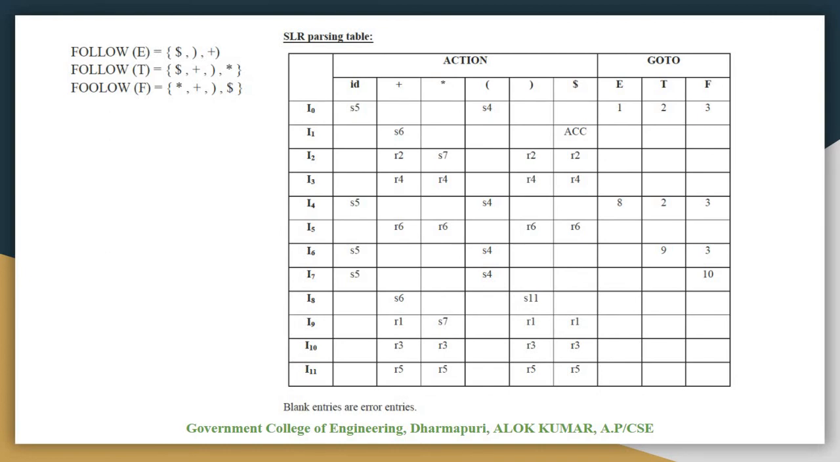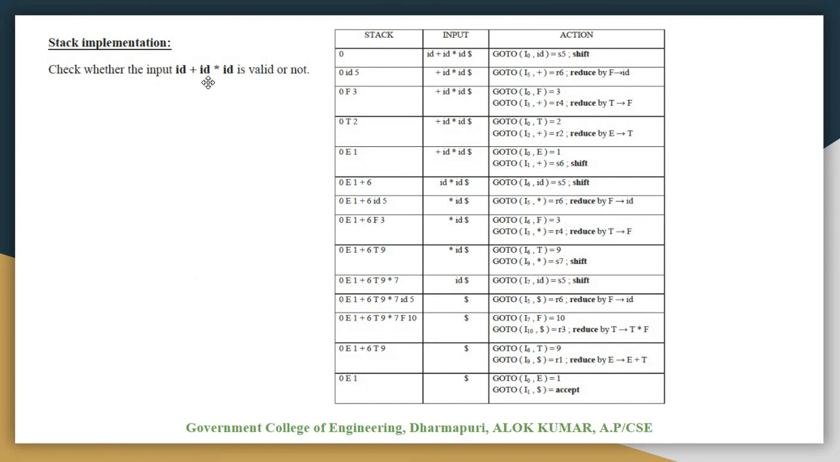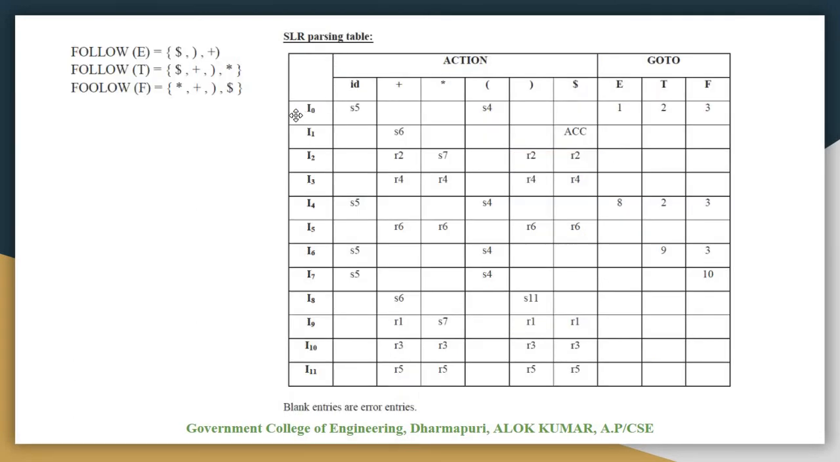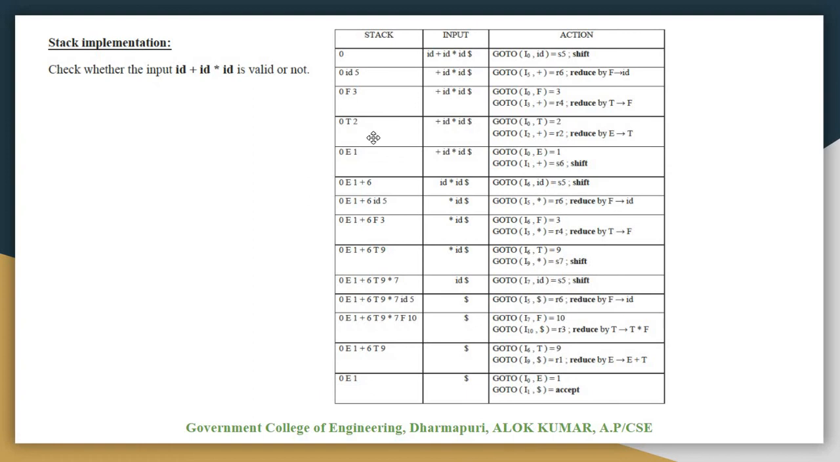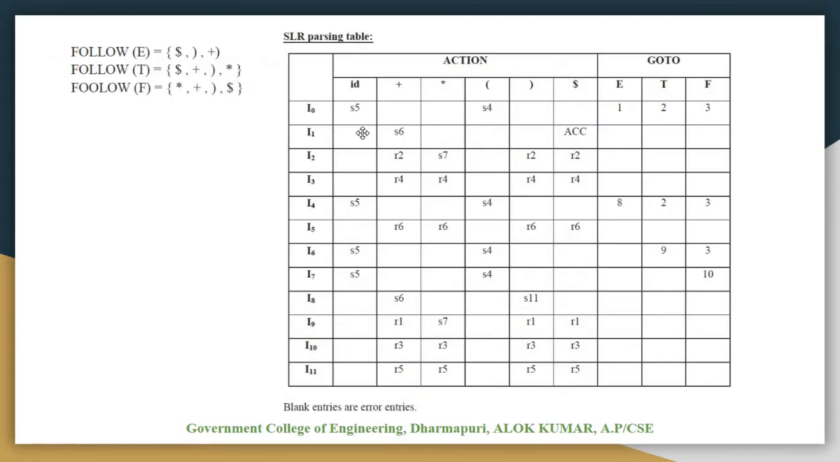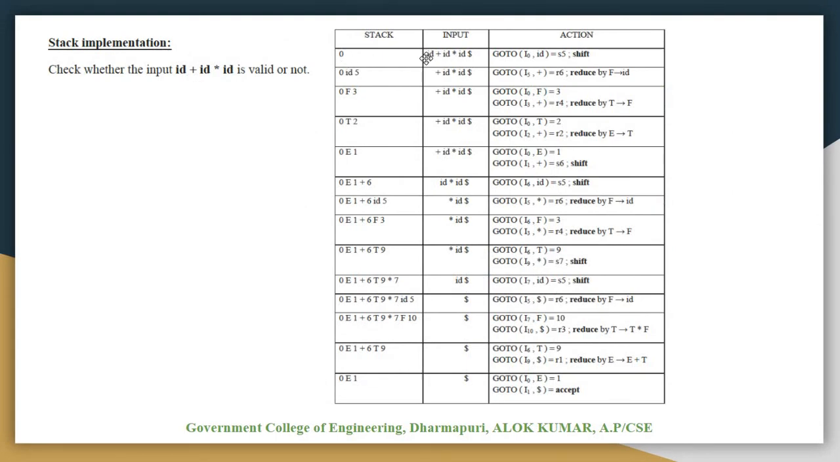Now we will see one example, and based on this we will parse a string. Suppose the string is id plus id into id, where we will check whether that string is accepted by the parser or not. Here we are starting from the initial state, that is 0. You can see 0, and the last state is 11. Here 0, and this one we are taking as w dollar string. So we see 0 and id, at id this one is S5, so we will do shift. When we shift id and 5, S5, so 5 is coming.